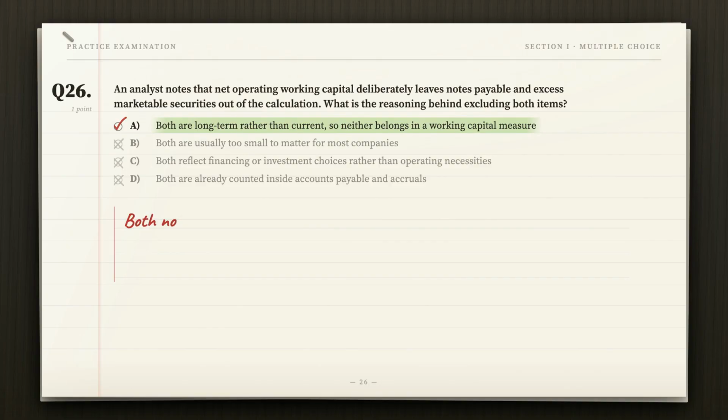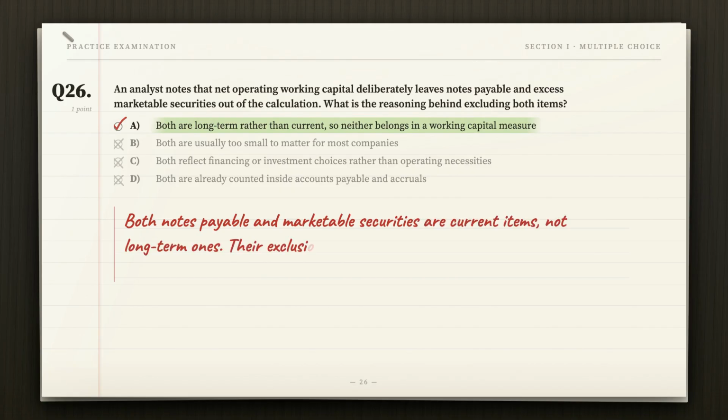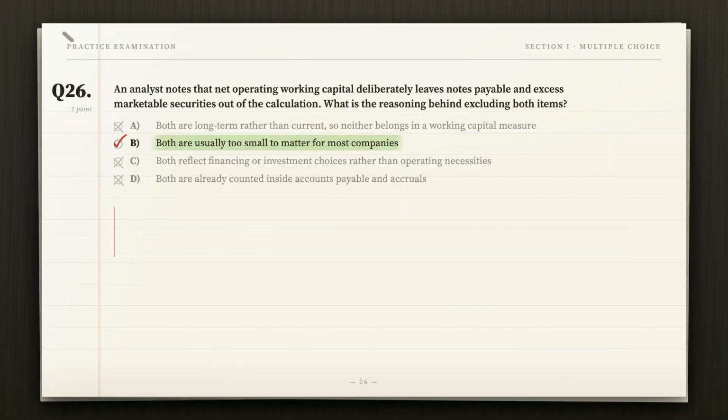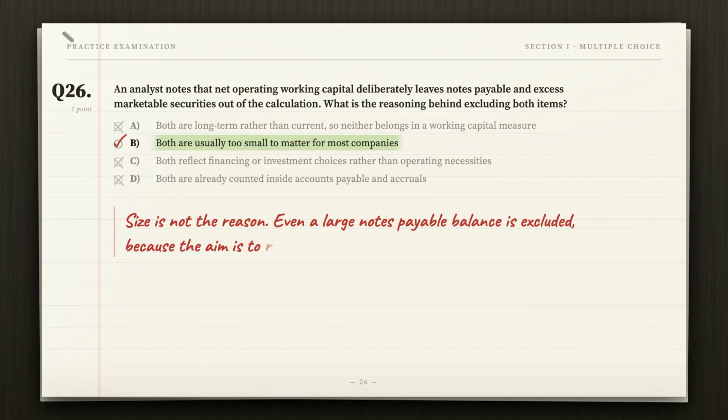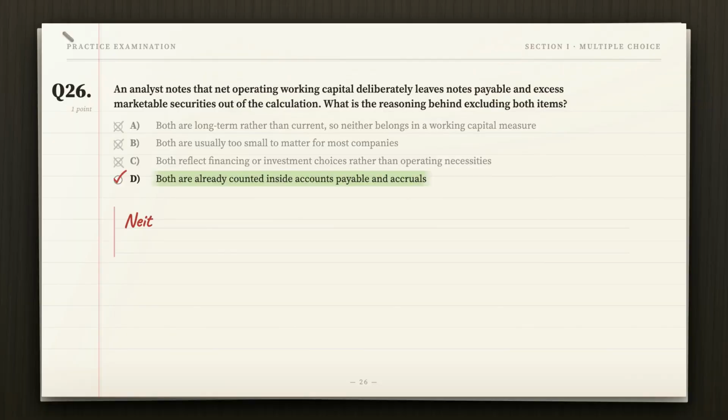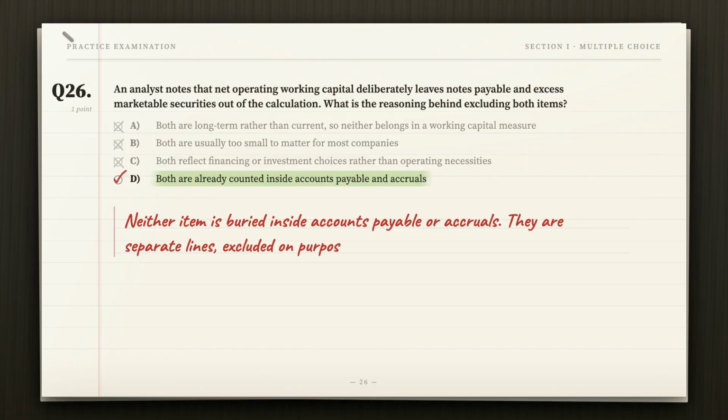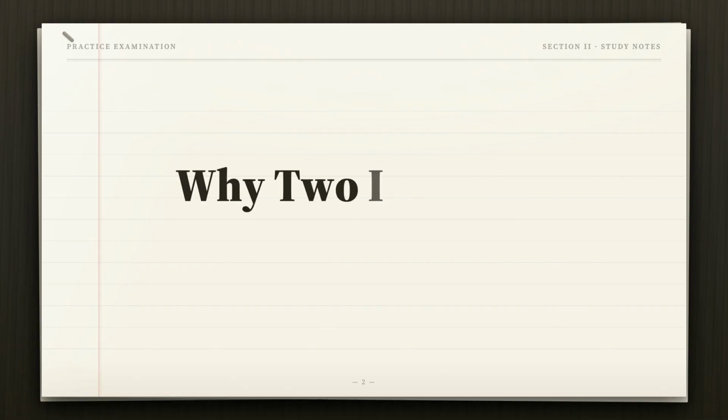A is wrong because both notes payable and marketable securities are current items, not long-term ones. Their exclusion is about being non-operating, not about maturity. B is wrong because size is not the reason. Even a large notes payable balance is excluded, because the aim is to remove financing choices, not small numbers. D is wrong because neither item is buried inside accounts payable or accruals. They are separate lines excluded on purpose because they are not operating items.